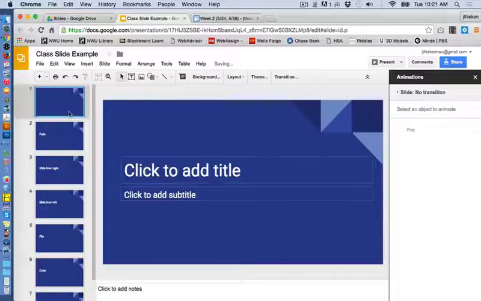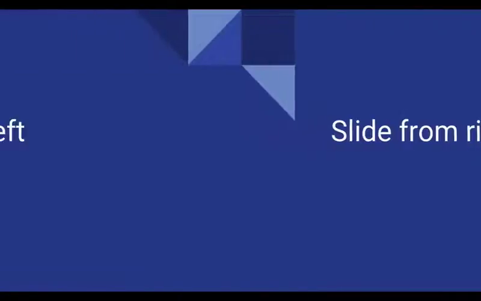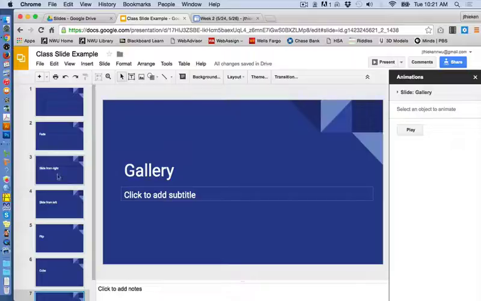All right, so if I go back to the beginning, now let's do our presentation. So you see the first one, I don't have anything. And then I'm going to fade in. That was my fade. Here's my slide from the right. Here's my slide from the left. Here's my flip. Here's my cube. And then here's my gallery. So those are our 6 transitions. To get out of presentation mode, you hit escape. So here I have 7 slides, one of which doesn't have a transition, the other 6 do. Okay, so those are my transitions.